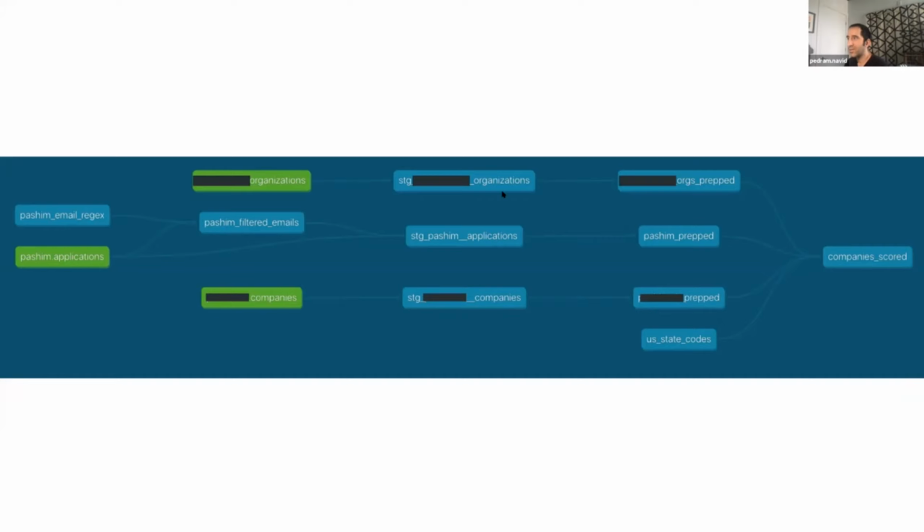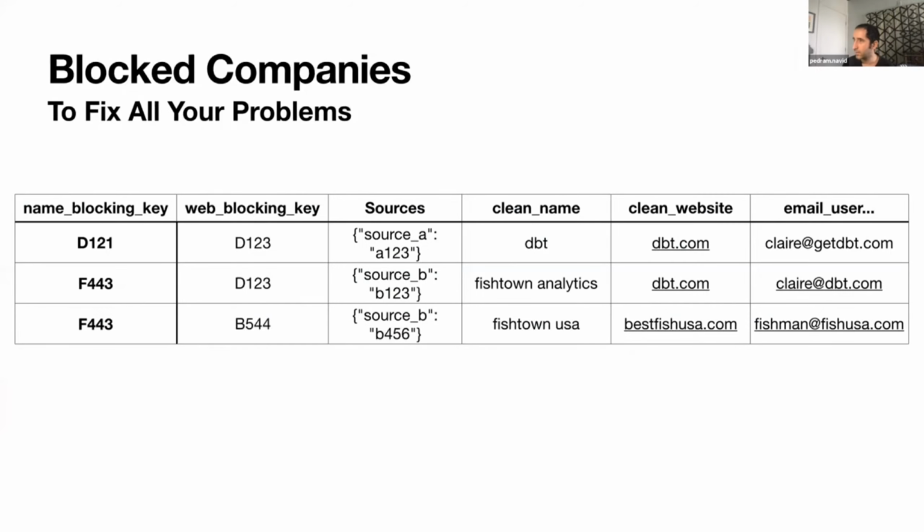So for each source, we get a little prepped table, and then we get ready to score them. This is where the company's scored table comes in, and I'll show you what that looks like now. Here's what we did on the right so far. We cleaned the names, which is pretty straightforward. We cleaned the websites, which is kind of nice. We got the email users. And we even included where this particular row came from as an object, just so we can refer back to it when we find problems.